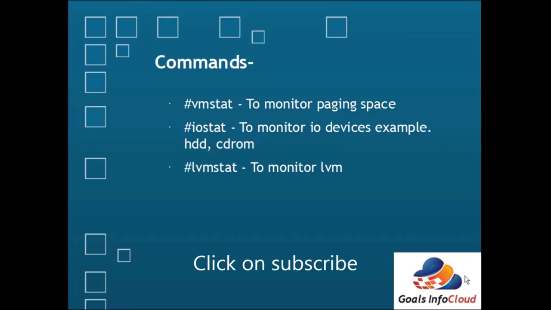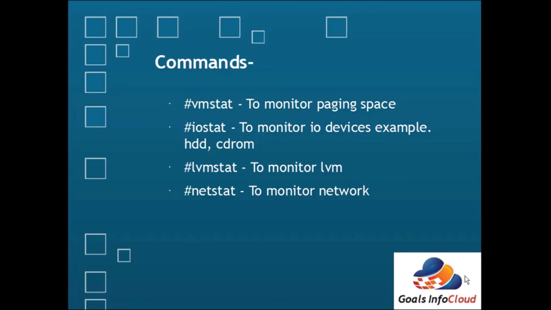Before firing this command, make sure that the VG is ready to provide statistics to the LVM. We need to enable it separately. Then netstat. To monitor a network, the netstat command is available. By using this one, we can see the MAC addresses, which ports are open, and which are the listening ports. We get complete info by using the netstat command.